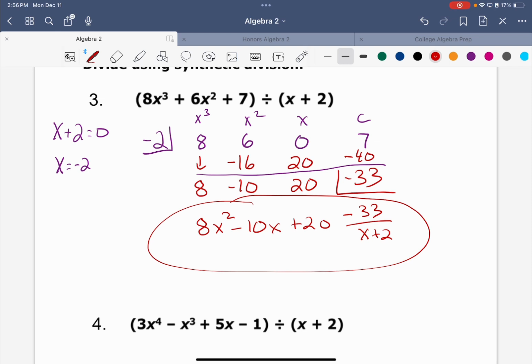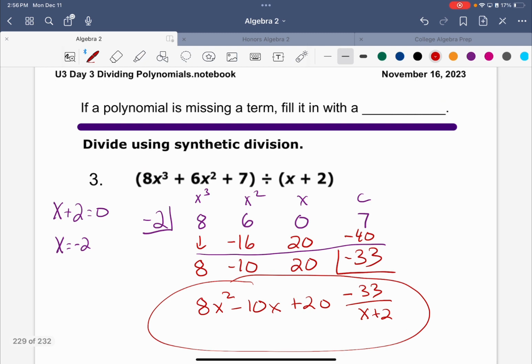So what happens if we don't have one in there? Here's something for your notes. If a polynomial is missing a term, fill it in with a 0. Anytime a polynomial is missing a term, fill it in with a 0. And we just start where the problem starts. Starts with x cubed, x squared, x and a constant. You don't go the other direction. Just go down, don't go up. That would be bad. You'd just be adding a bunch of zeros in.